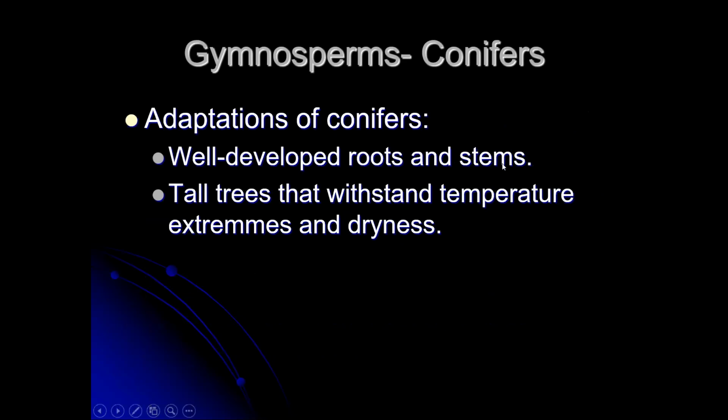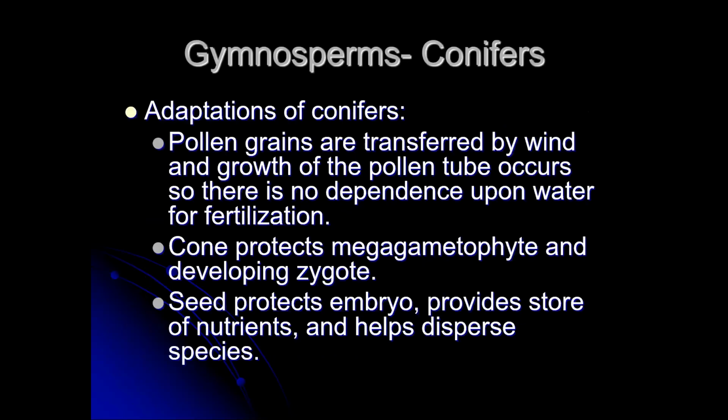They have well-developed roots and stems. They're typically tall trees. They can withstand temperature extremes. They can withstand dryness. The pollen grains are transferred by wind, and the growth of a pollen tube occurs, so there's no dependence upon water for fertilization. The cone protects the megagametophyte and developing zygote, and the seed protects the embryo.